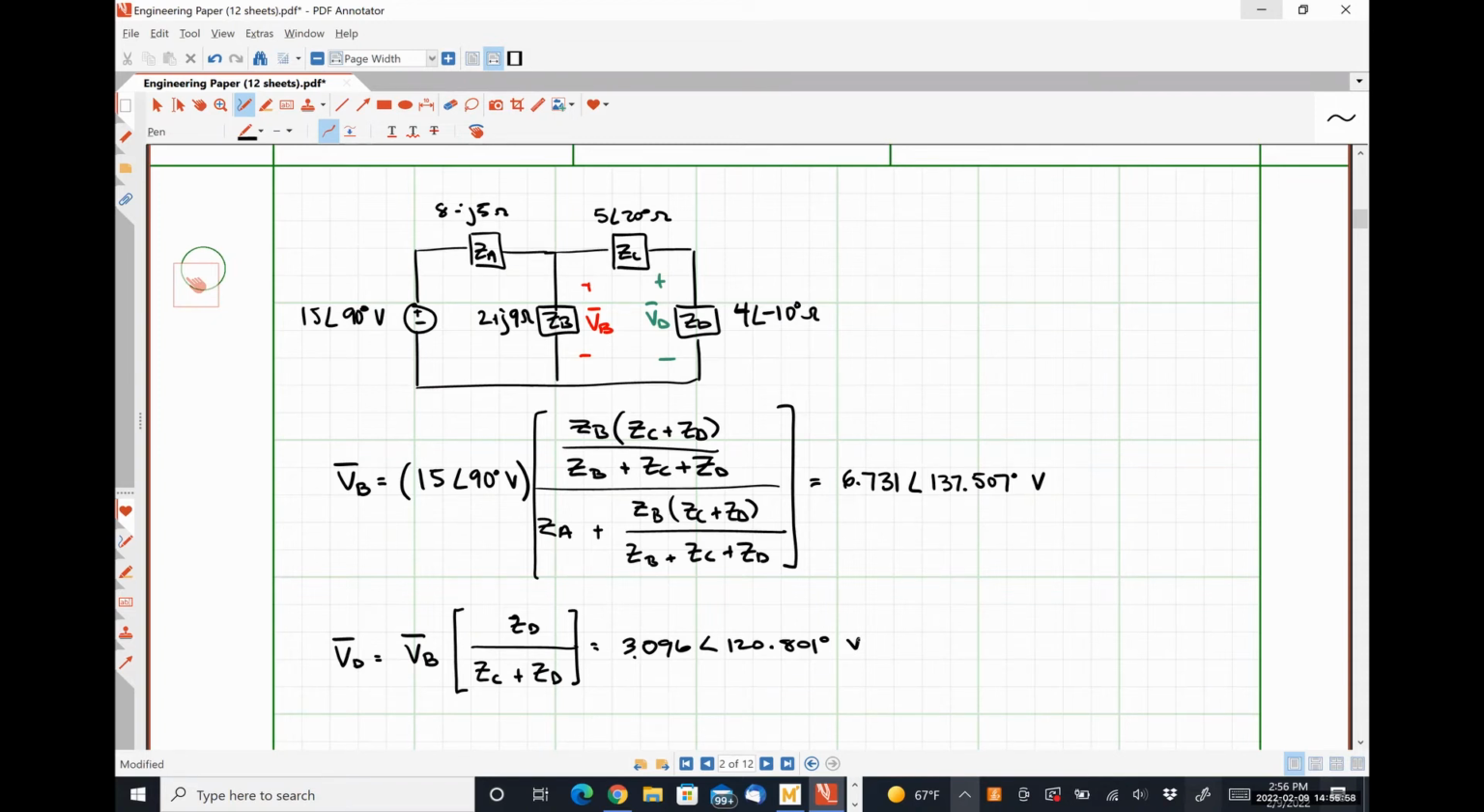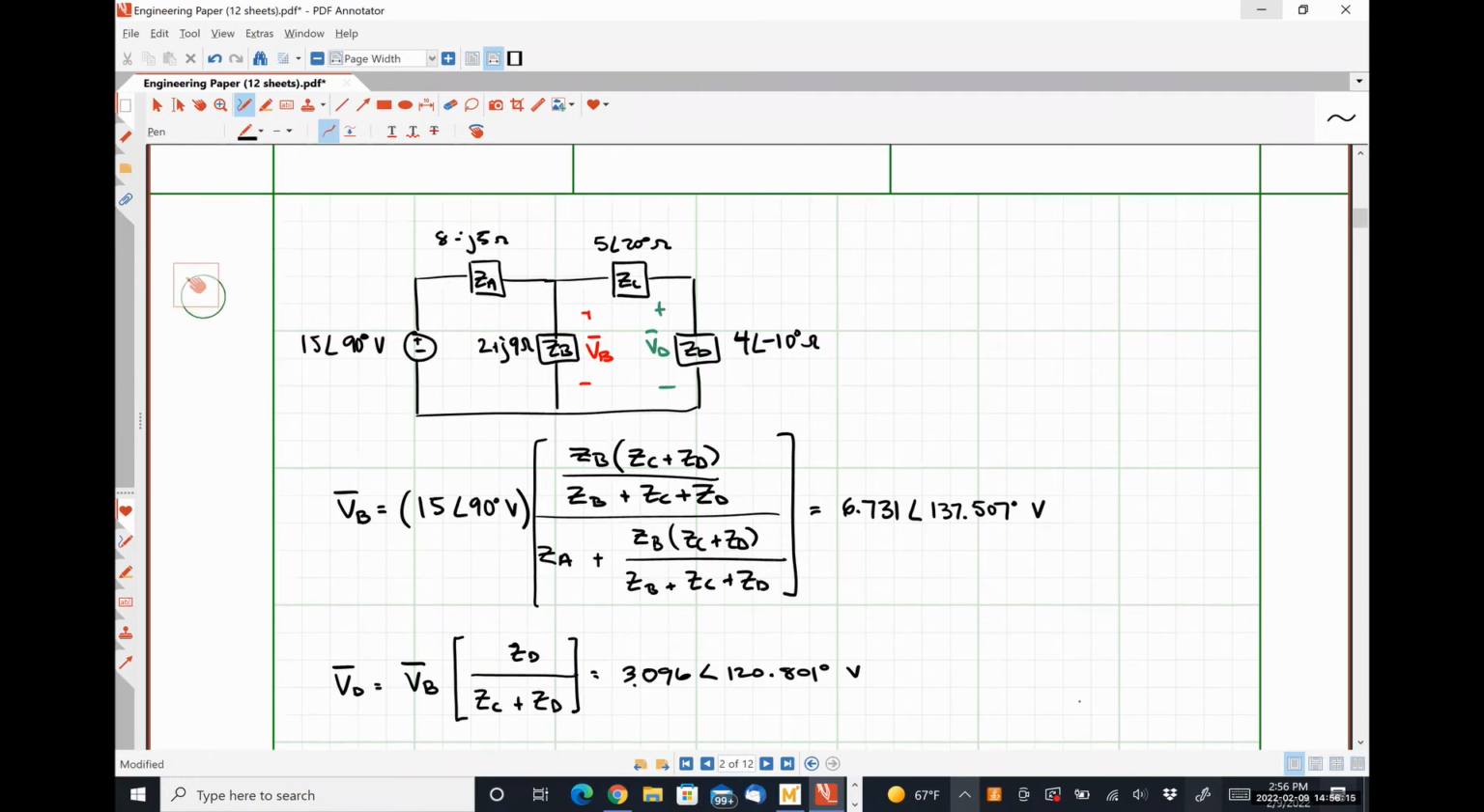So as a refresher, the key to applying the principles of voltage division is that we want to make our impedances in this case look like several impedances that are in series. In this case, it's just two impedances. And finding the equivalent impedance of ZB, ZC, and ZD, we were able to apply voltage division to determine the voltage VB. And then once we know the voltage drop over VB, that is the same voltage drop that's applied over ZC in series with ZD. And so we can use voltage division a second time to get the voltage VD that we were trying to find.